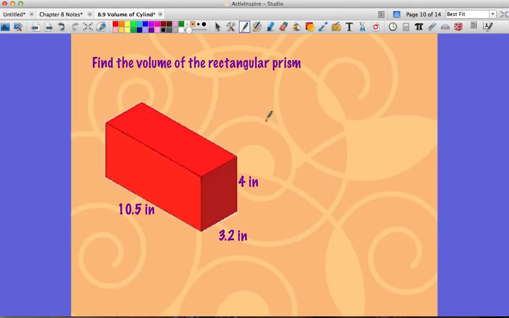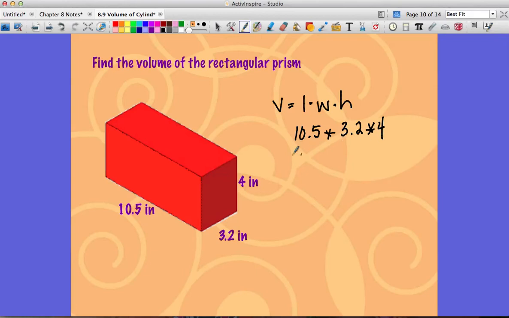All right, so in this case, the volume formula is volume equals length times width times height. The length of your rectangle is 10.5 inches times the width, which is 3 2/10 inches, times the height of your prism, which is 4 inches.